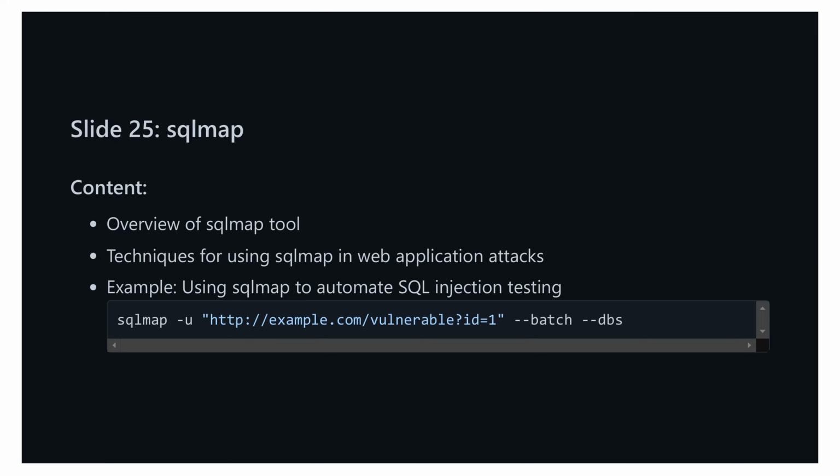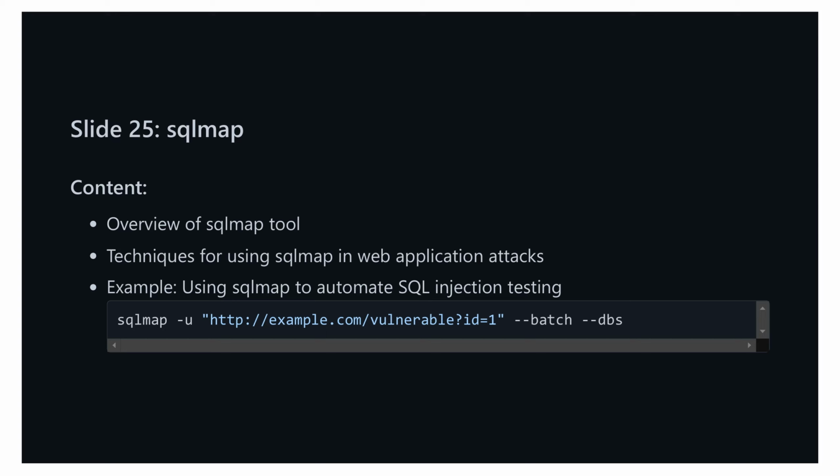Finally, we'll look at an example that demonstrates using SQLmap to automate SQL injection testing. In this command, sqlmap -u example.com/vulnerable --batch --dbs, we are telling SQLmap to target a specific URL endpoint.